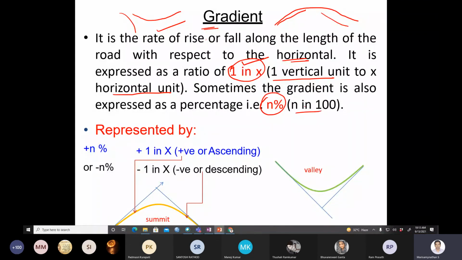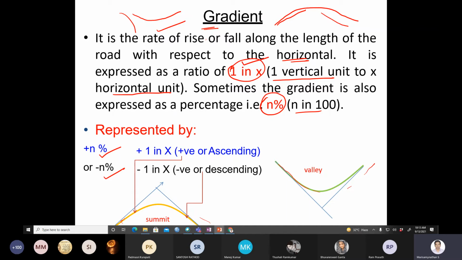N in 100 percentage we might be explained. So this is a two way we are providing, and there are two types of gradients. One is a summit curve, so upward it is coming and it is going downward. The valley curve is going downward and then going upward. So concave and convex type only. It is explaining with respect to the positive as well as the negative.